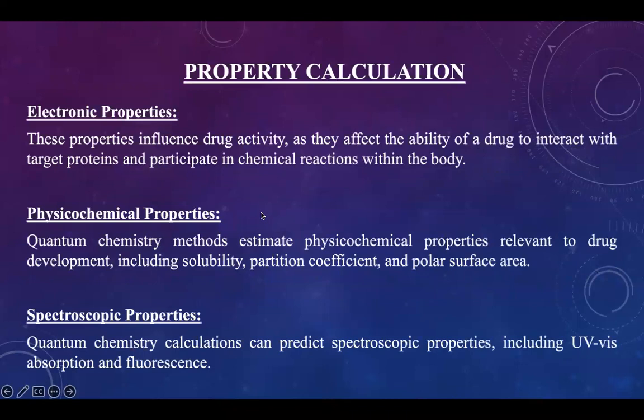Electronic properties. These properties influence drug activity as they affect the ability of the drug to interact with the target proteins and participate in chemical reactions within the body. Physicochemical properties. Quantum chemistry methods estimate physicochemical properties relevant to drug development, including solubility, partition coefficient, and polar surface area. Spectroscopic properties. Quantum chemistry calculations can predict spectroscopic properties, including UV-vis absorption and fluorescence.